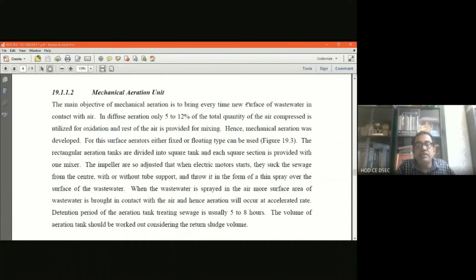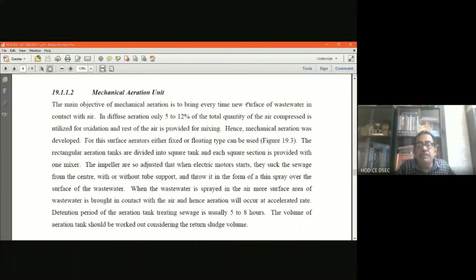I will show you the photographs of how it can be fixed with a supporting system. The rectangular aeration tanks are divided into square tanks, and each square tank is provided with one mixer. So one impeller is so adjusted that when the electric motor starts, it sucks the water from the center, with or without support. I will show you the photograph with the support system. After sucking it out, they throw it in the form of a thin spray over the surface of the wastewater.